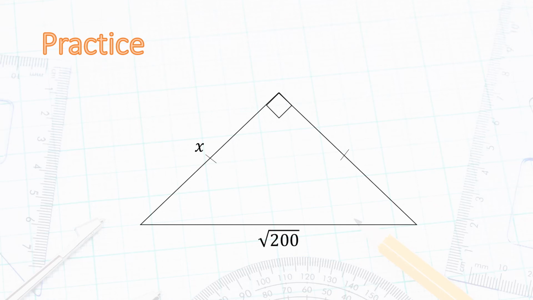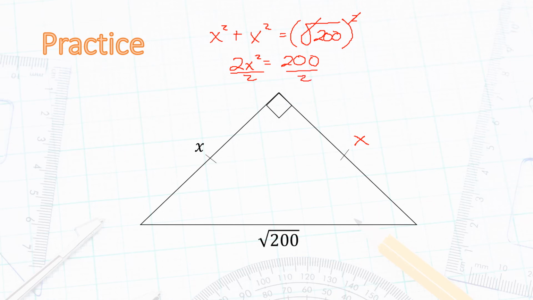Okay, so because it's isosceles, that means that this side is also x. And Pythagoras' theorem still does its thing. So root 200 squared. Root 200 and the square are just going to cancel, so I'm going to be left with 200. And x squared plus x squared, going back to your Algebra 1 days, is 2x squared. Divide both sides by 2. And I get x squared is equal to 100. x is equal to 10.